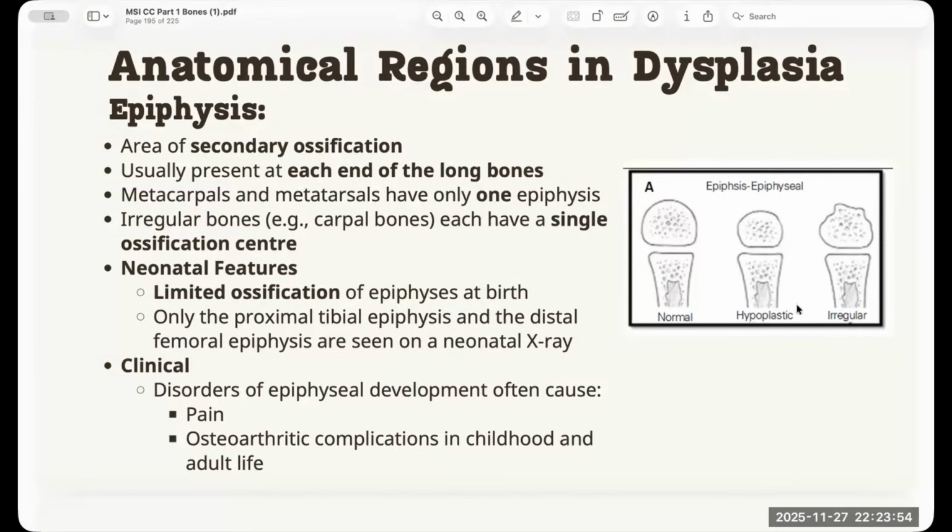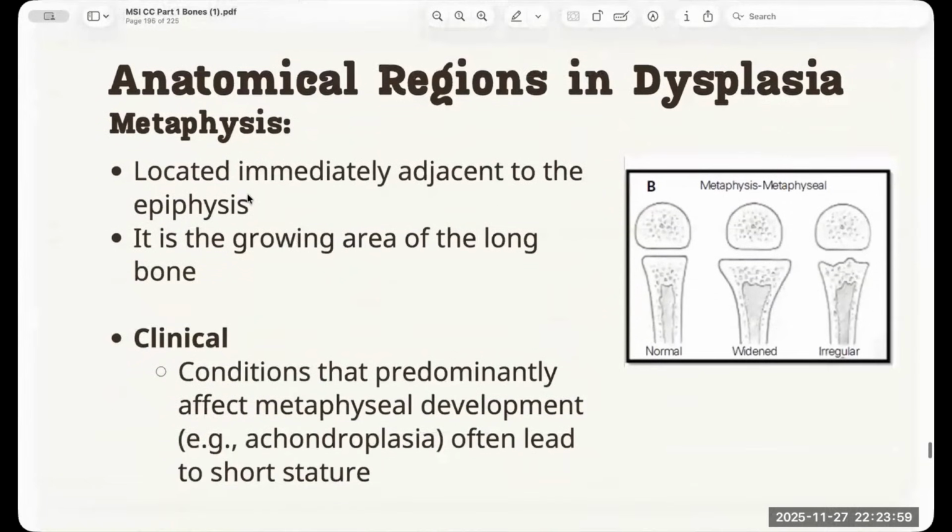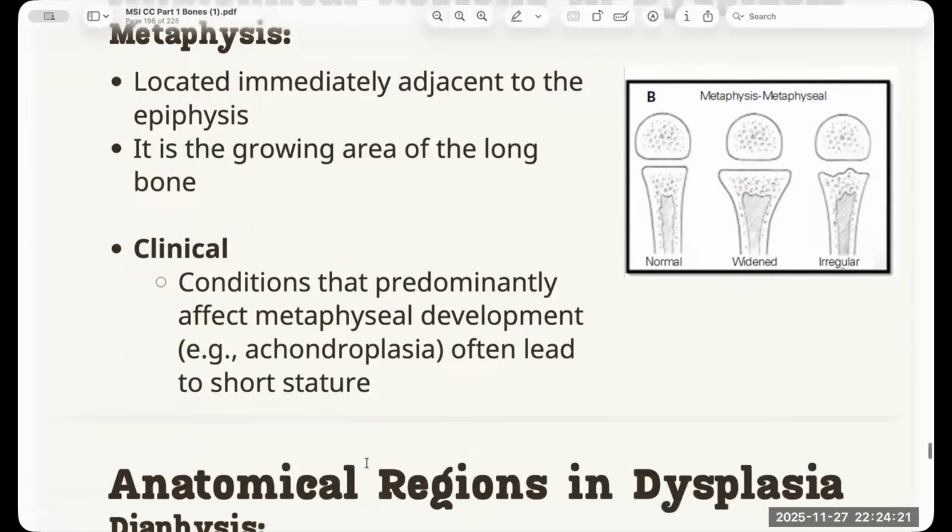Here's normal, the hypoplastic, and the irregular. In the metaphysis, it's located immediately adjacent to the epiphysis, as we saw above, and it's the growing area of the long bone. Okay, we talked about that before. Clinically, these are the conditions that predominantly affect metaphyseal development, such as achondroplasia, and often lead to short stature. Okay.